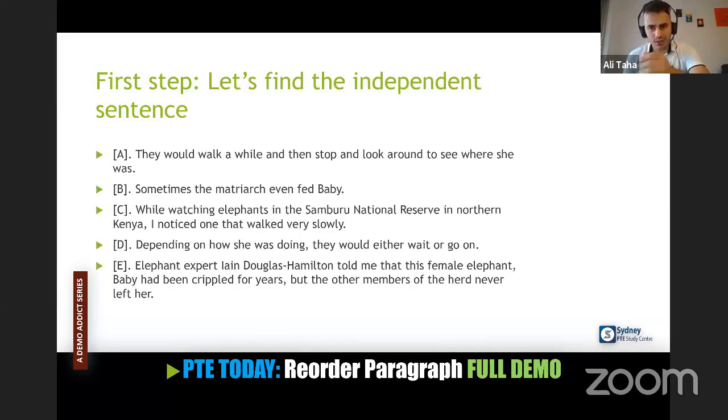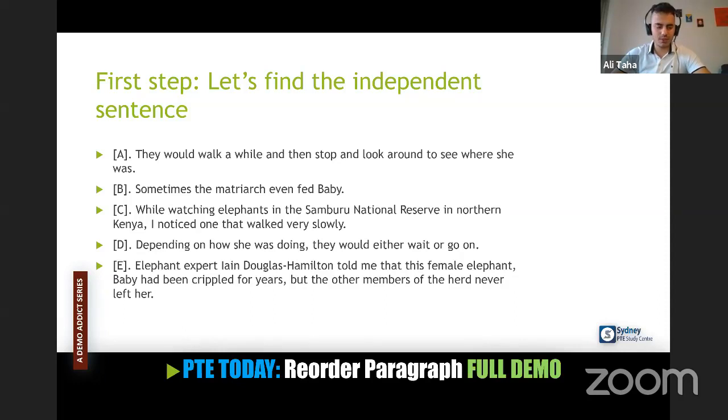Dear viewers, and Atiq, if you want to have this challenge, this is a real exam question. In 30 seconds, can you find the independent sentence? 30 seconds, good luck. Feel free, guys, to leave your answers in the comment section.